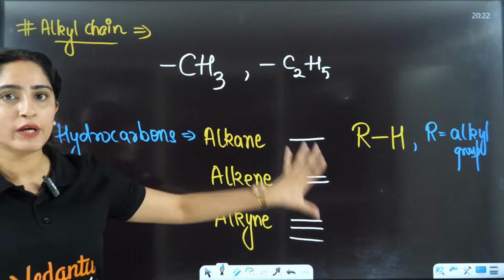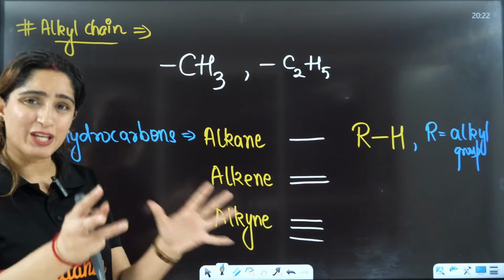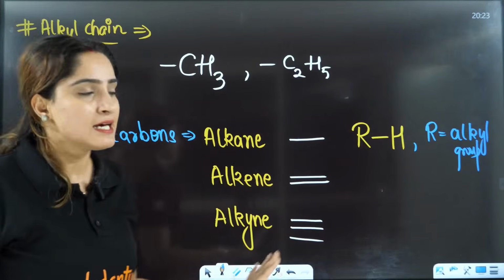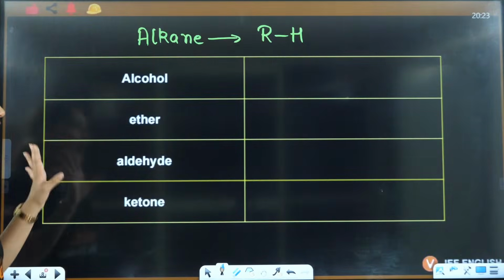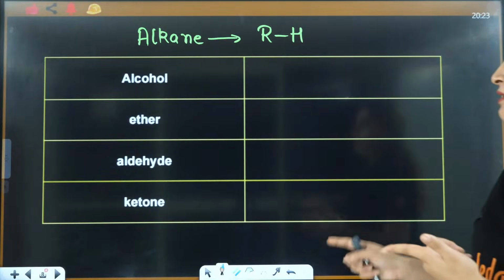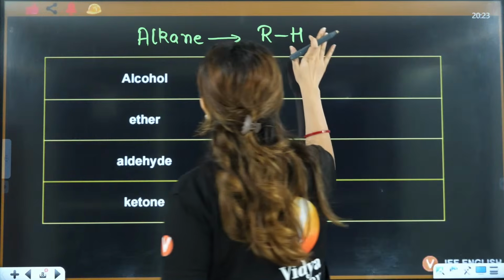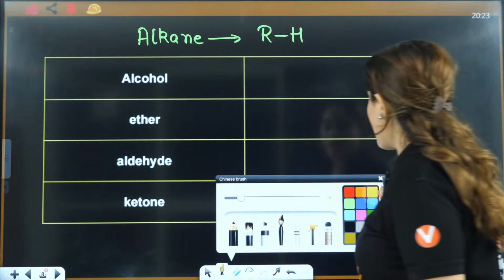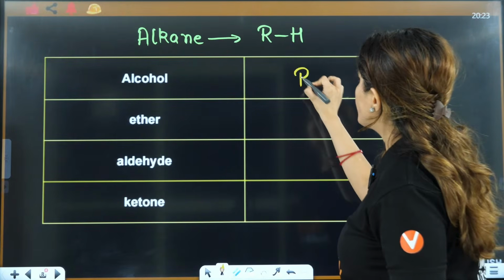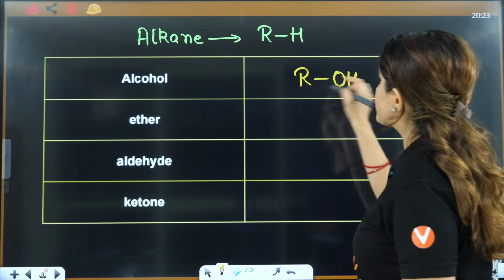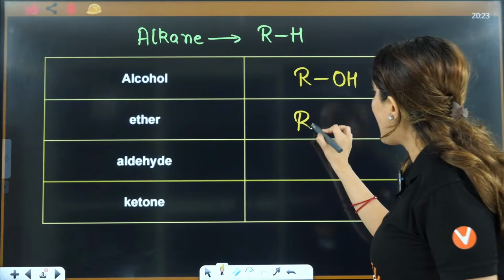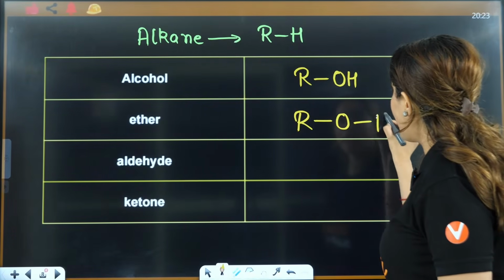Now we know what alkane is. When you add one hydrogen to the alkyl group, we have alkane, right? Let's discuss how, in terms of this alkyl group, you will write alcohol, ether, aldehyde, and all these groups. So the first group is alcohol. Alcohol has OH, so you replace H with OH. Ether is R, O and R.